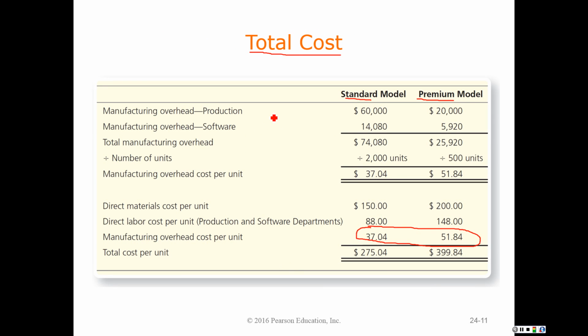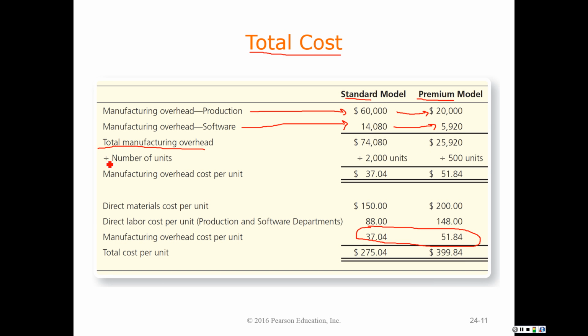So based on our prior calculations of 60,000, remember the 60,000 and 20,000? Our 80,000 has been spread out among the two different models. The 20,000 has been spread out among the two different models as well. So now I know the overhead that's coming from the production department to the standard and the premium, and the overhead that's coming from the software department to the standard and the premium. So now I can estimate my total manufacturing overhead for each product, and I know how many units.